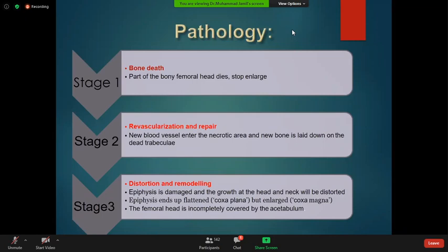This is called coxa plana, and if enlarged, it's flattened but enlarged, so it's coxa magna. The head will become large but flattened. So there's the normal shape of the head, a normal round shape. The head will become flattened but enlarged. So again, the femoral head will be incompletely covered by the acetabulum.